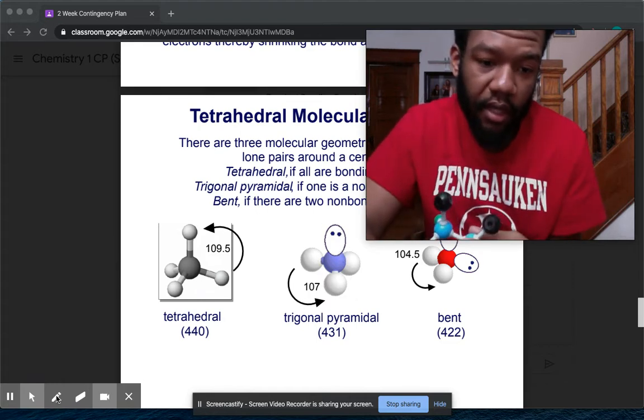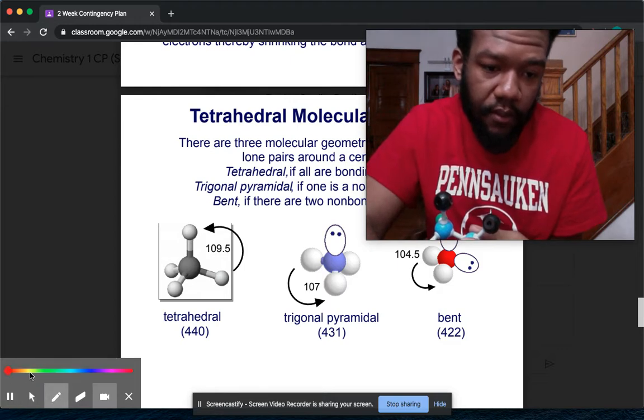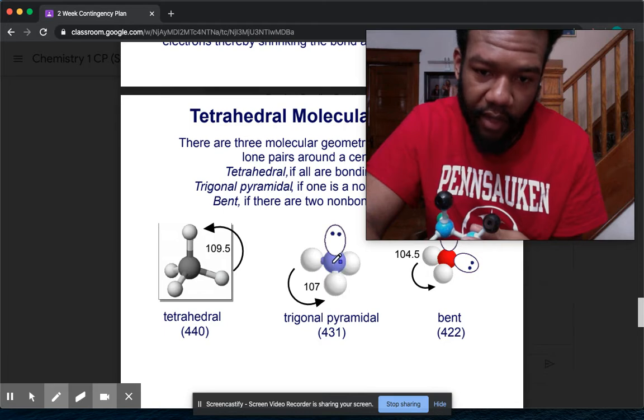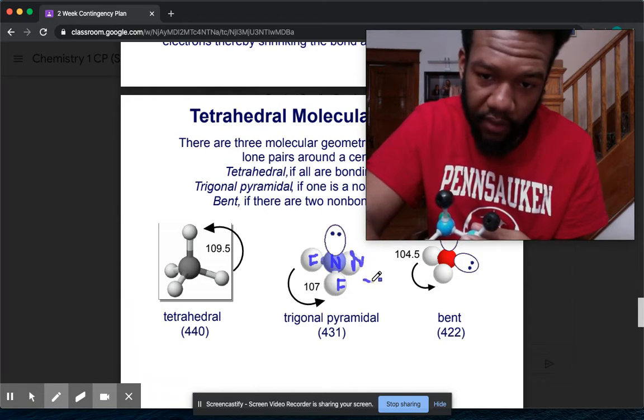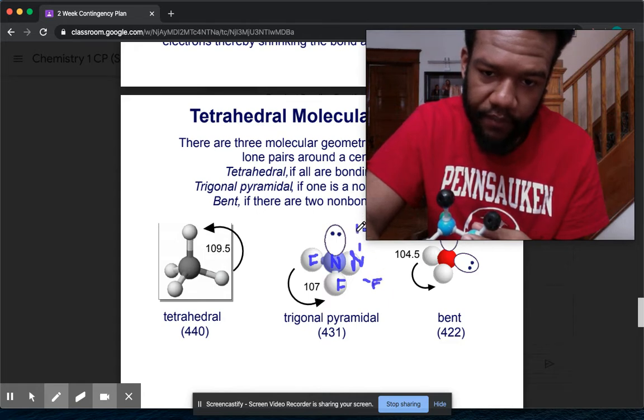So looking at this, this is what you would have. You would have the nitrogen in the middle, you have the fluorines just like this, and connected to it is the other nitrogen with the other fluorines on it. That's what we have right now. This is what you have.